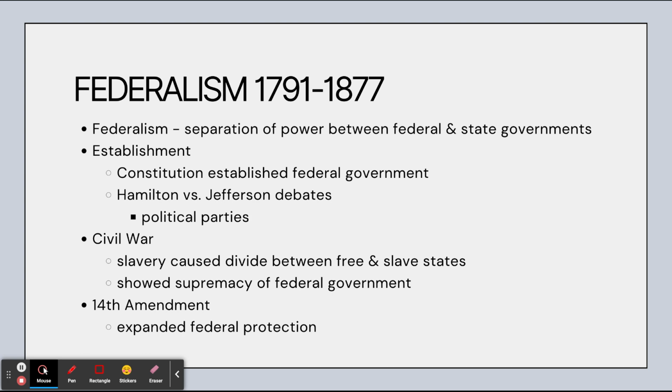Flash forward just a couple years to the passage of the 14th Amendment. This is expanding federal protection and basically the role that the federal government is playing in things. As you looked at with the interpretation of the 14th Amendment, it talked about how the 13th, 14th, and 15th Amendments were different because it was more talking about what people couldn't do to one another than talking about what the federal government could or couldn't do. So, again, we see this expansion of what the federal government is capable of enforcing.